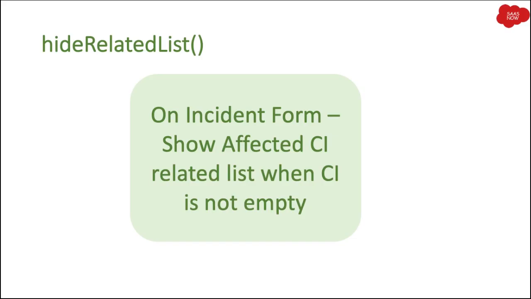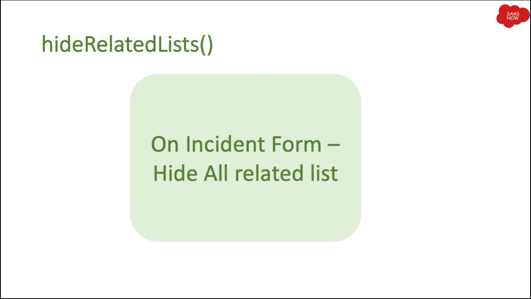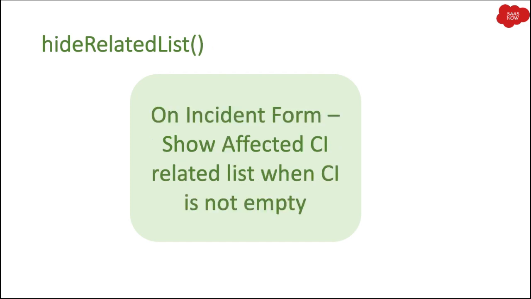Maybe it might happen. In that case, there are two kinds of hide related list methods you have. One is hideRelatedLists, which means it will hide all the related lists of that particular form. Now, if you want to hide just one specific related list, then you can mention it.